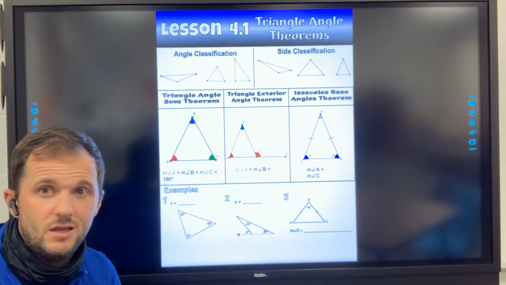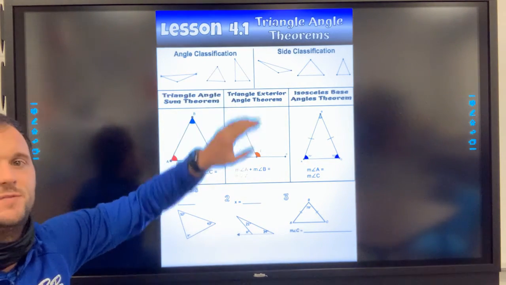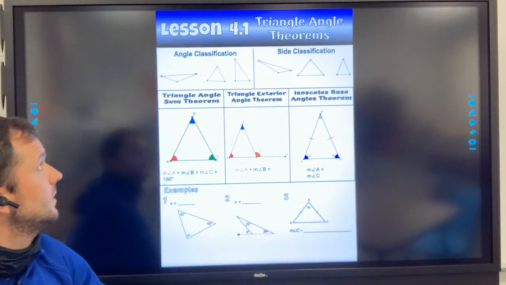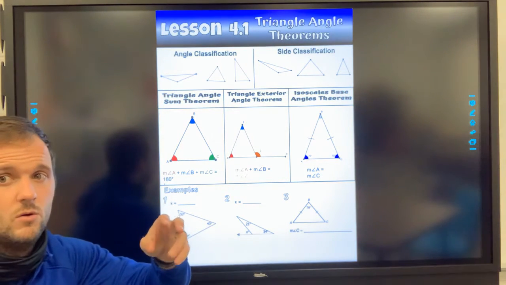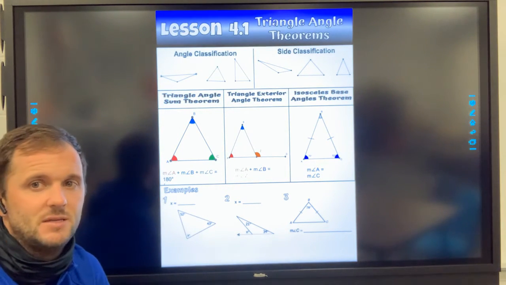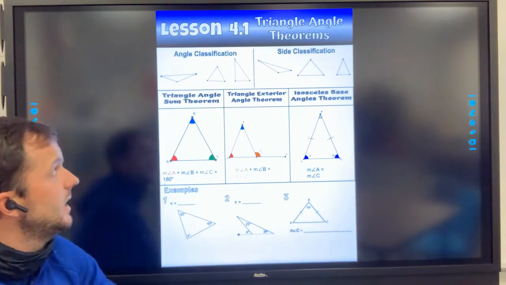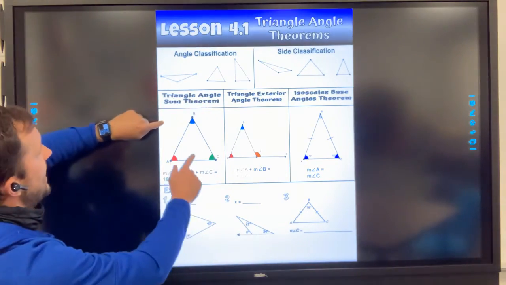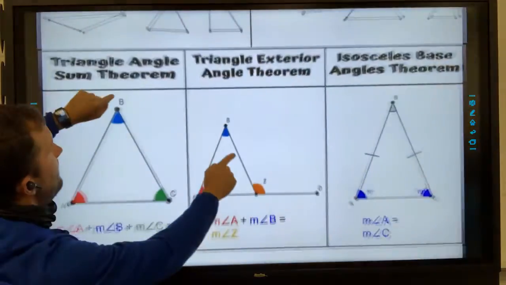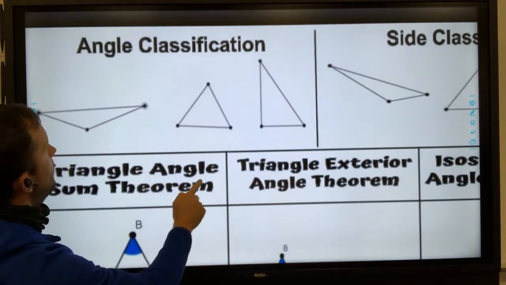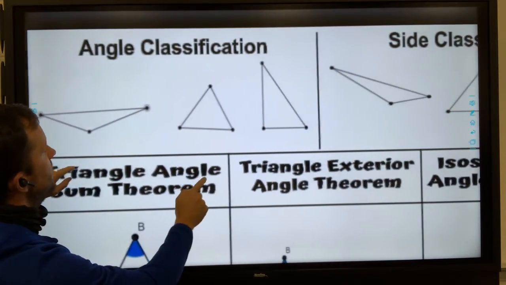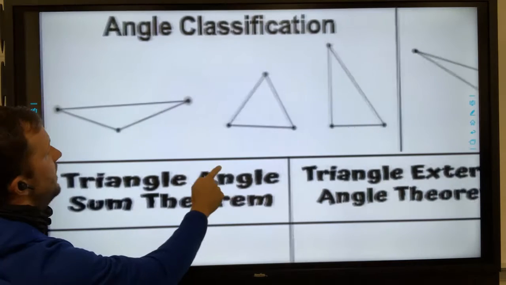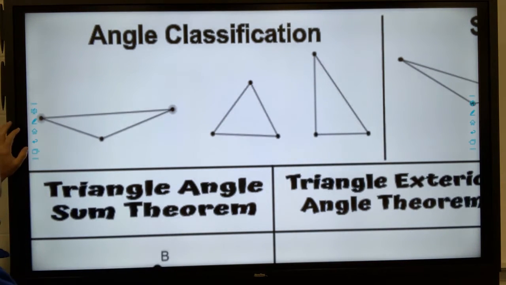So the first thing we're gonna look at is how to classify certain triangles. So that means when we look at a triangle, what type of triangle do I have? And basically, what are we gonna do with that, okay? So the first thing we're gonna look at is angle classifications. And what that means is whenever you're given a triangle, you're gonna look at the angles and you're gonna be able to determine what type of triangle that is just by looking at their angles, okay? So we're gonna be looking at 3 different types.